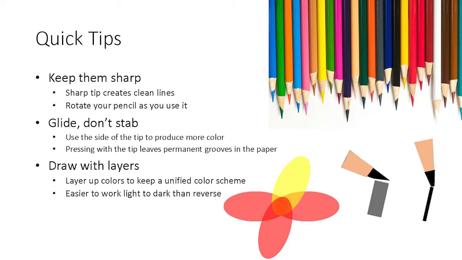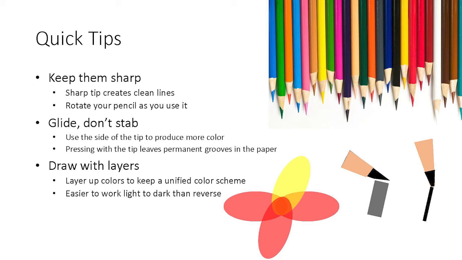Another thing to keep in mind is to glide your pencil over your paper rather than stabbing it into the paper. What I mean by this is keep your pencil tilted so you're using the edge of the tip rather than the very tip itself. Using that edge will produce more color over a larger area, making it easier to fill in spaces with color. It also prevents your pencil from creating grooves in the paper itself, which will show up later on in your final drawing.